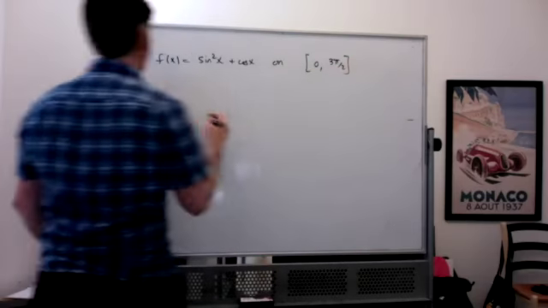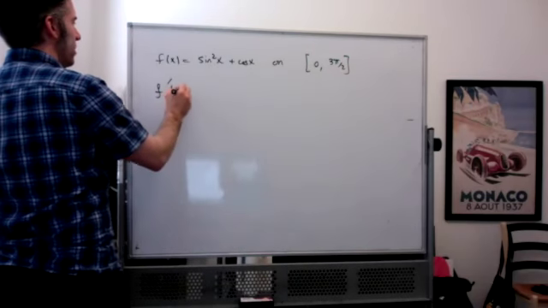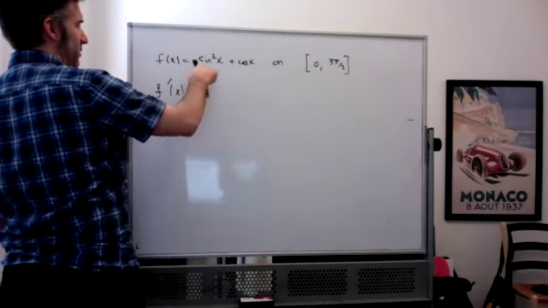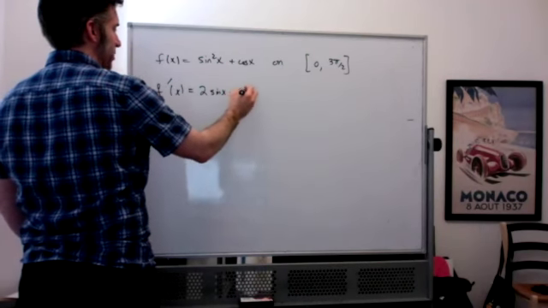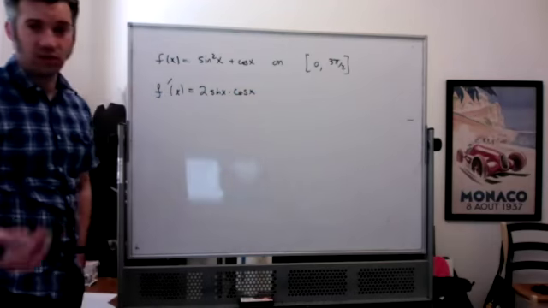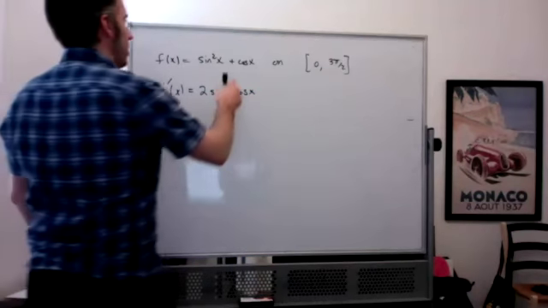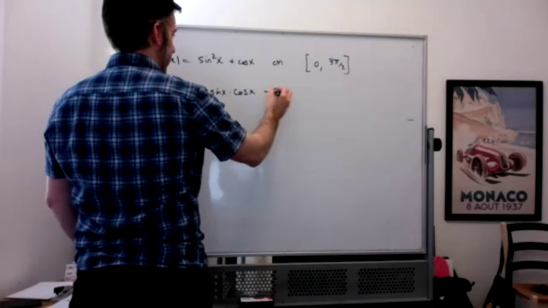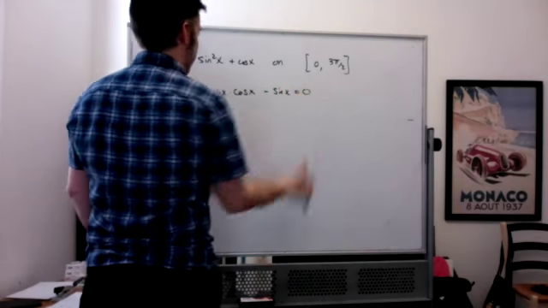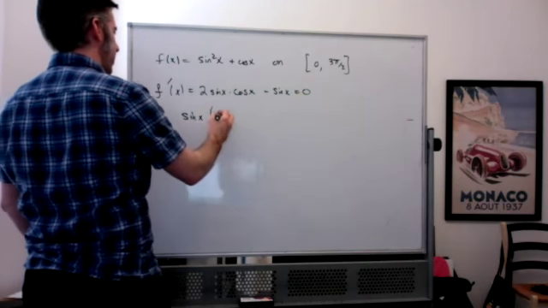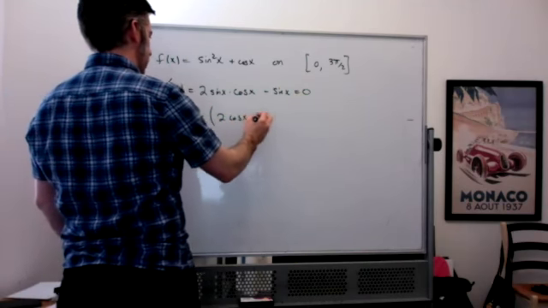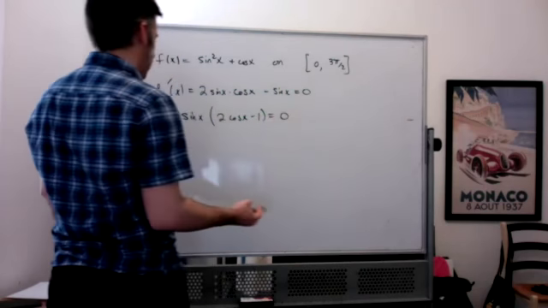So same kind of process. We're going to find the critical values. So f prime of x: the derivative of some stuff squared is 2 times your stuff times the derivative of your stuff. So the derivative of sine squared is 2 times sine times cosine, plus the derivative of cosine, which is negative sine. So that equals 0. Solve. Factor out sine x. Left with 2 cosine x minus 1 equal to 0.